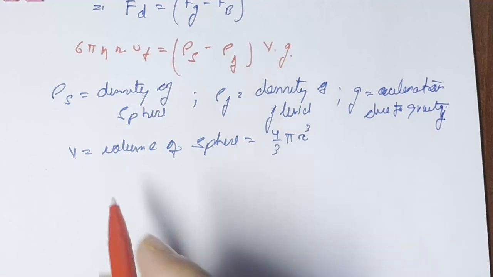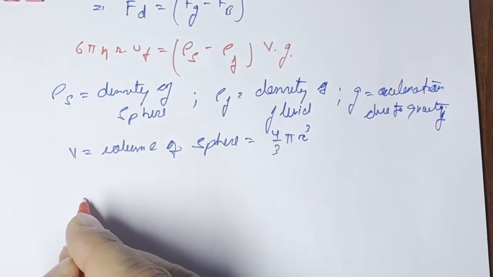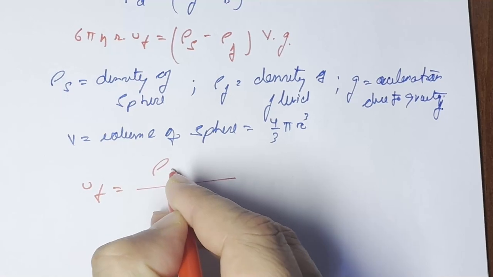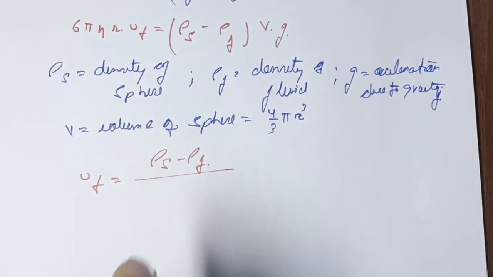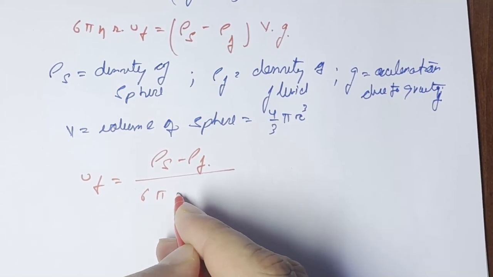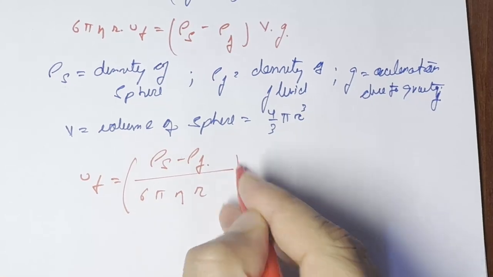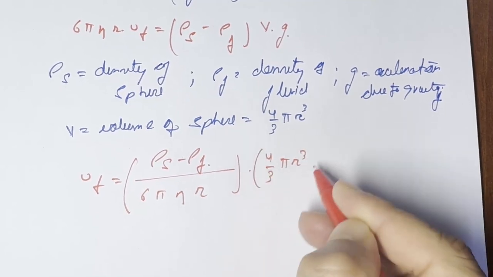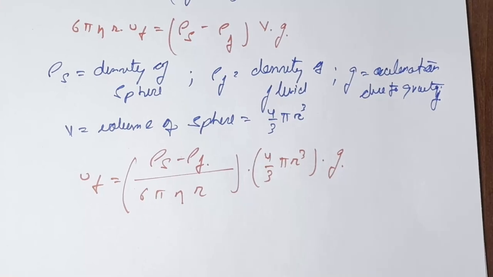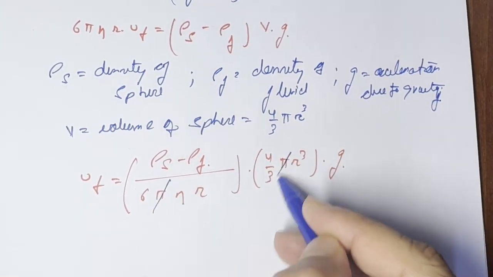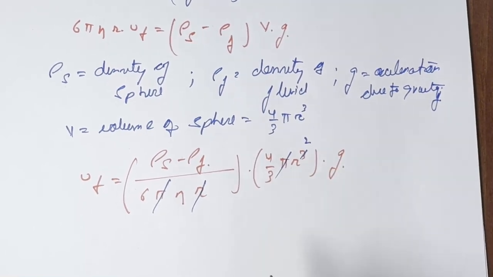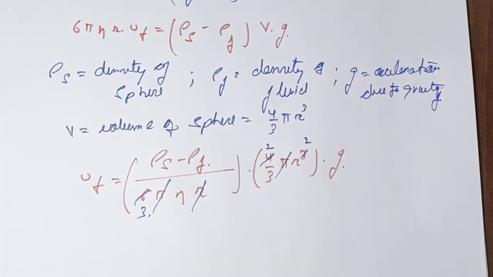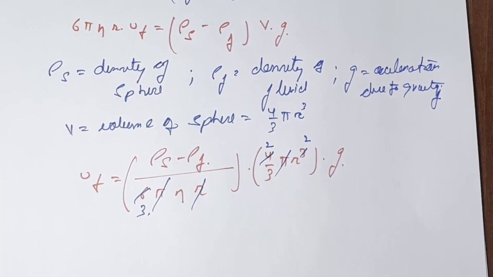So from this equation we can write that our Vt will be equal to rho s minus rho f divided by 6 pi nu r, and we substitute the value of volume. Volume is 4 by 3 pi r cube, multiplied by g. So pi cancels with pi, r cancels with r, we are left with r square, and we can write this as 2 and this comes as 3.